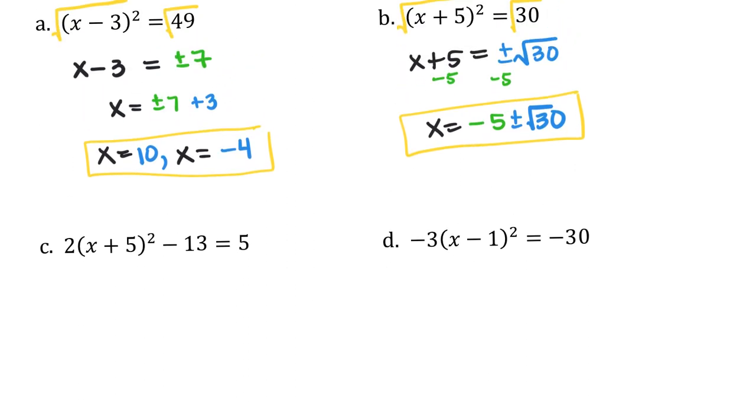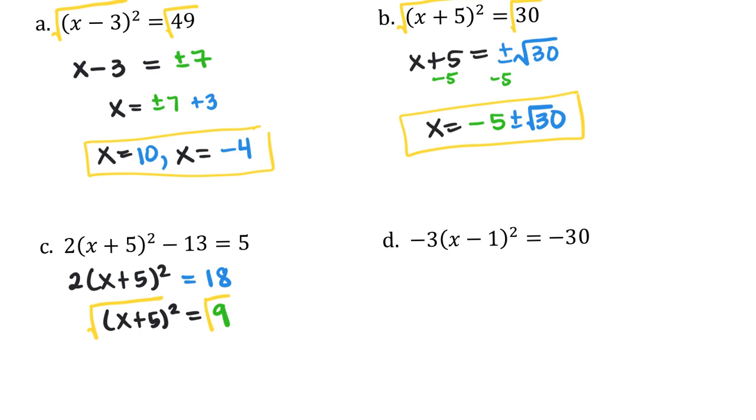Okay, let's see. There's the squared. It's applying to the parentheses. Before I get to the parentheses, no, I need to get rid of this thing and this thing. So let's do some simplifying. Let's add the 13 over. Equals 5 plus 13, 18. Are we good? No, I don't want the 2 there, so divide off the 2 also. 18 divided by 2 is 9. How about now? Okay, now we're going to square root.